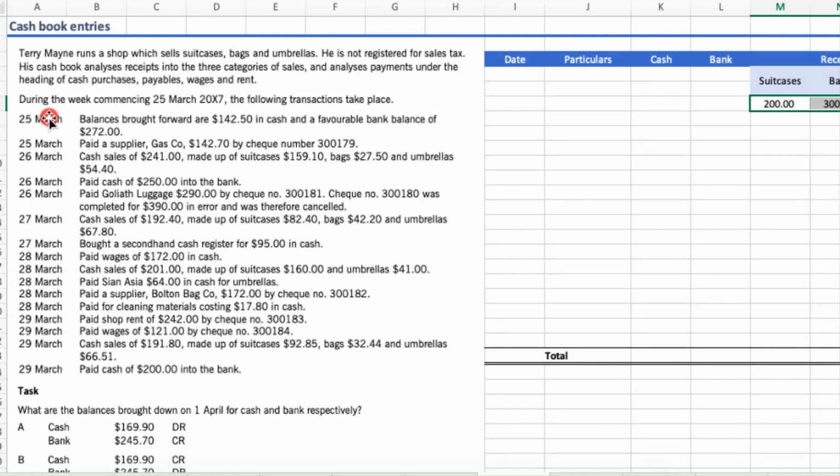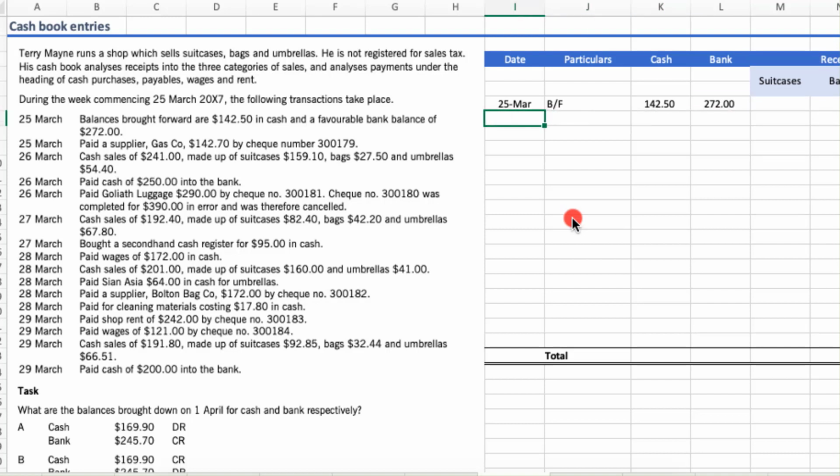First of all, on 25th March, balances brought forward are $142.50 for cash and a favorable bank balance of $272.00. A favorable bank balance means that we have $272 in our bank account.